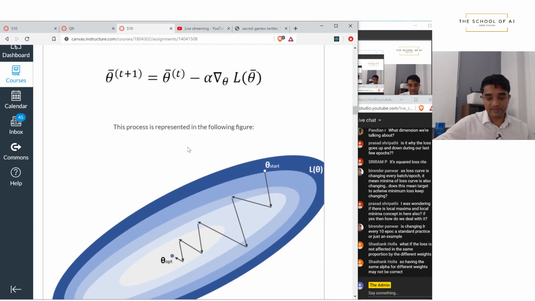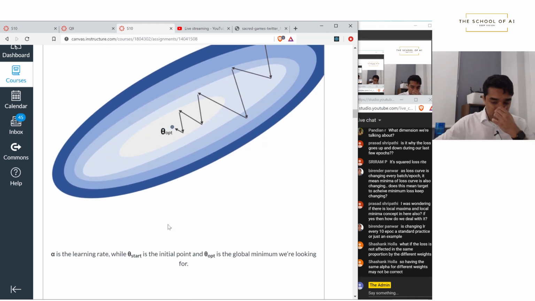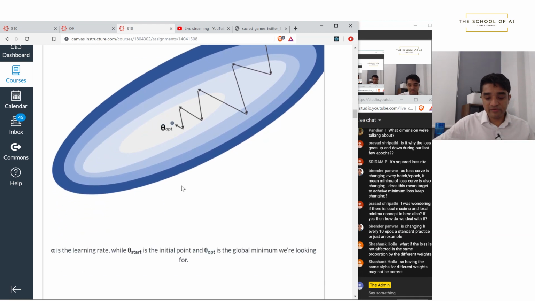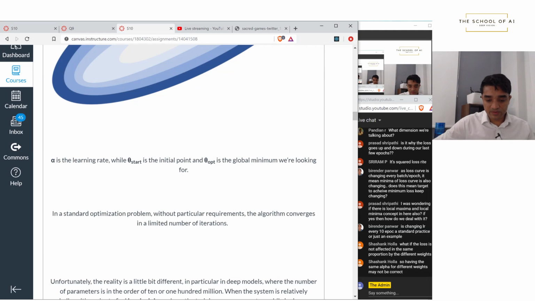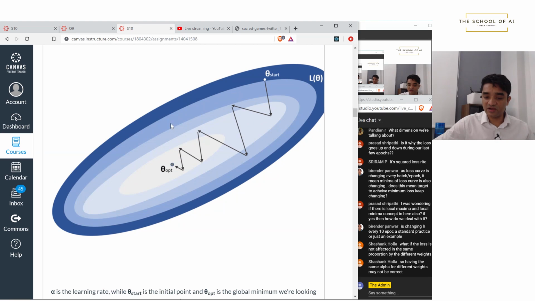Now this is actually what is happening. We start at a specific point and we move in a particular direction towards the theta optimal point where we want to stop. Now theta optimal is the point where we want to stop, and alpha is the global learning rate. In a standard optimization problem with particular requirements, the algorithm converges in a limited number of steps. So if the problem is simple, if the loss function you're looking at is simple, we can easily find a solution. But as I told you, this is not how a loss function looks. A loss function is going to be very different.